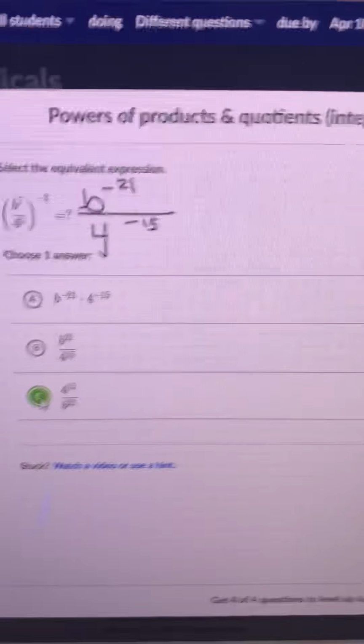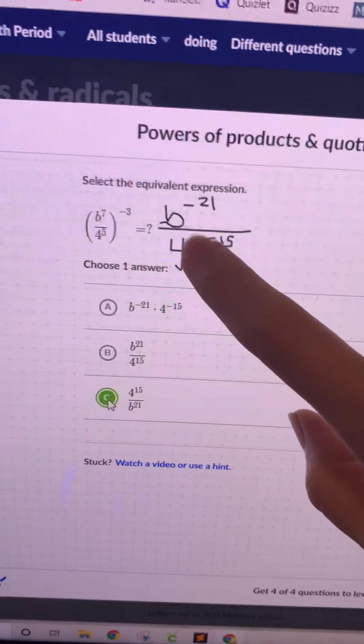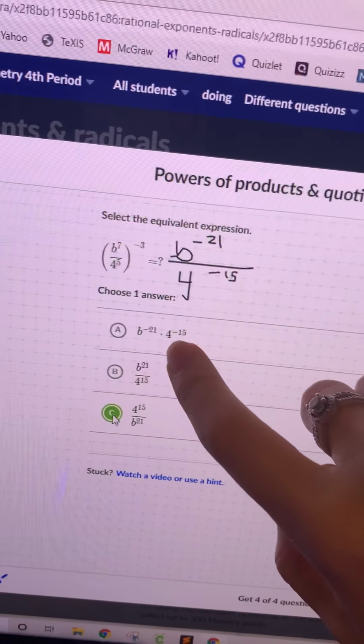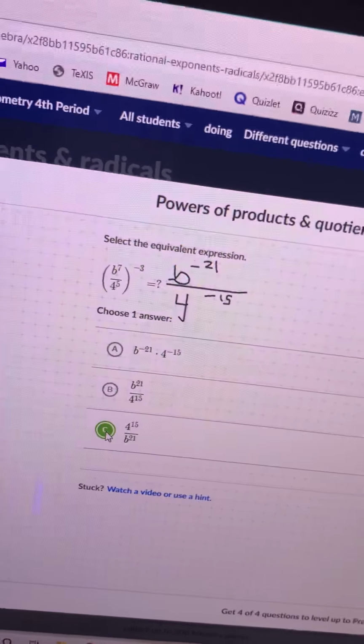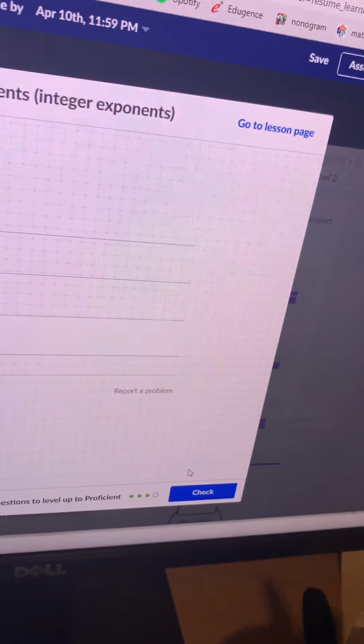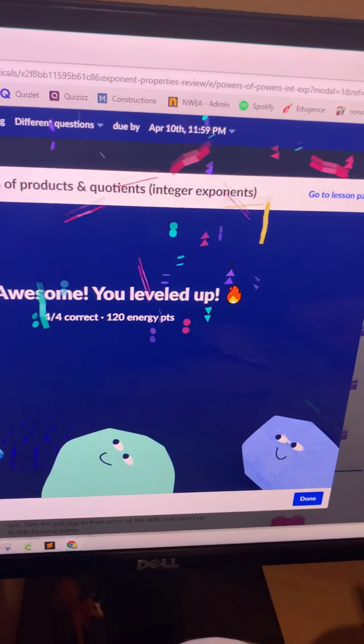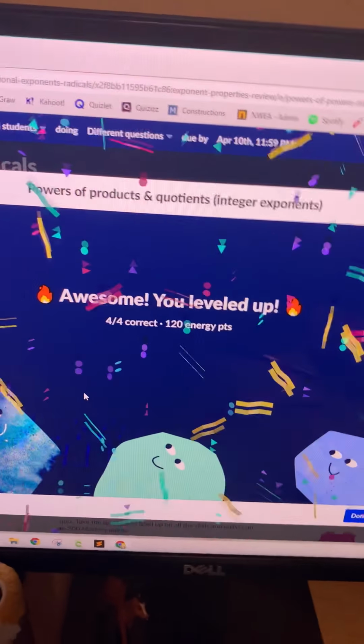It's not A, because since they're a fraction here and they're both negative, they can't have the same exponents and both be multiplying. That's why it's not that one. Check that. Yay.